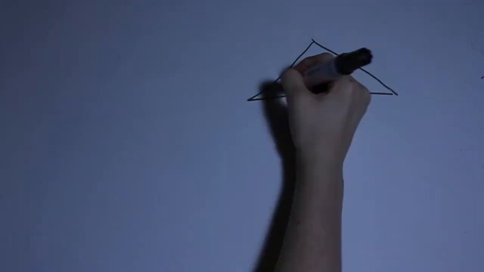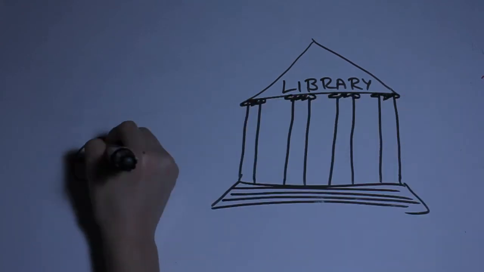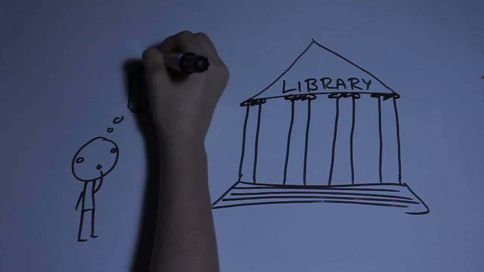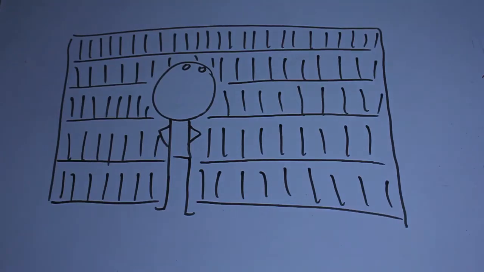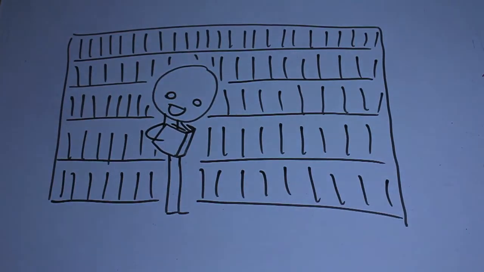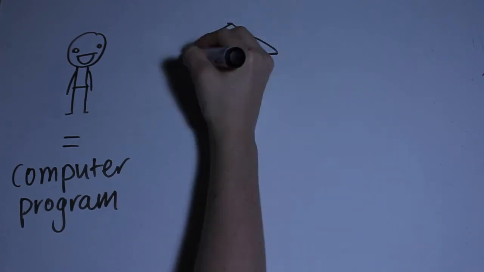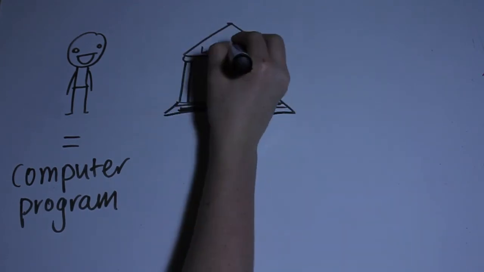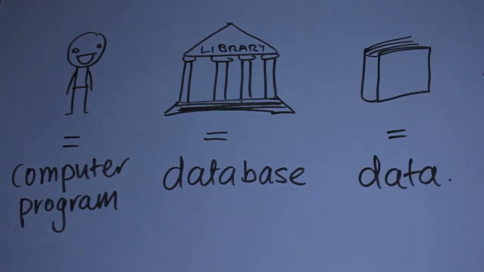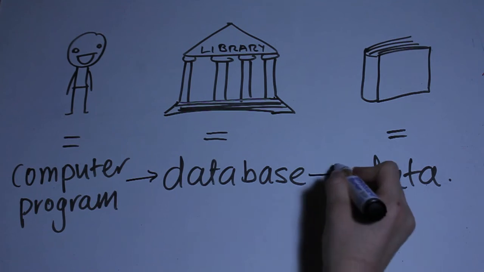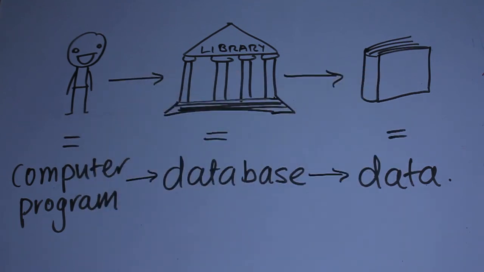To make it simpler, we can think of databases exactly like a library. Here, this is you. You are looking for a certain book. You walk into the library looking for it. You find it on the shelf and take it. Now, think of it like you are a computer program. The library is a database, and each book is a piece of data. A computer program would look in the database to find the data that it needs, just like you would look in a library for a book that you need.